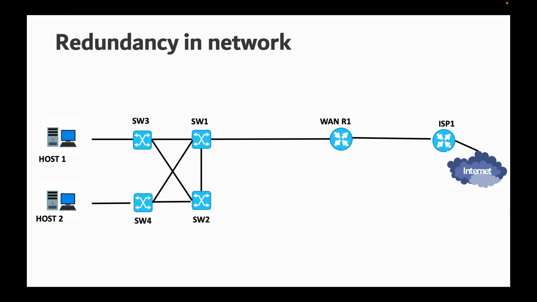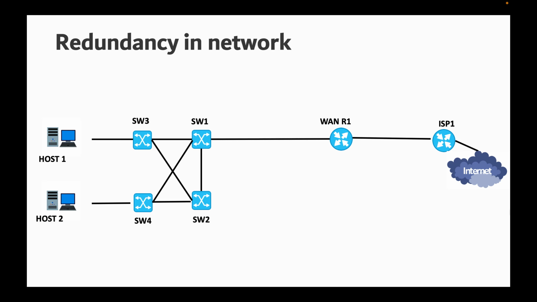So let's take a small topology where I have some hosts connected to a LAN. This is a company LAN, a small network, where I have one WAN router, and this WAN router is connected to the internet via the ISP1 router. In this network, you can see there is no redundancy to the WAN router or ISP.